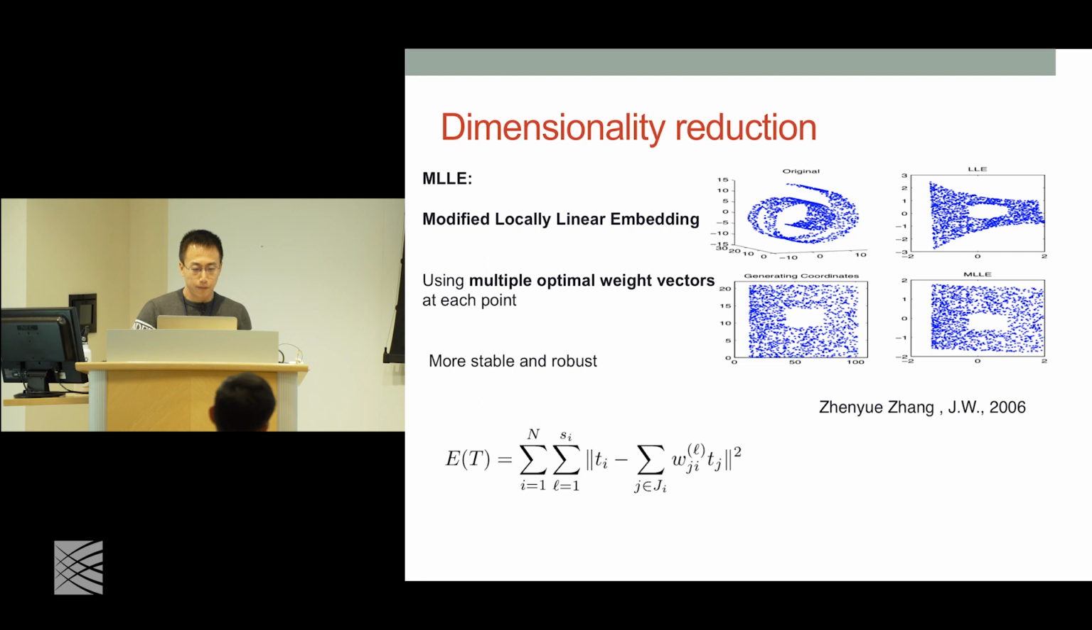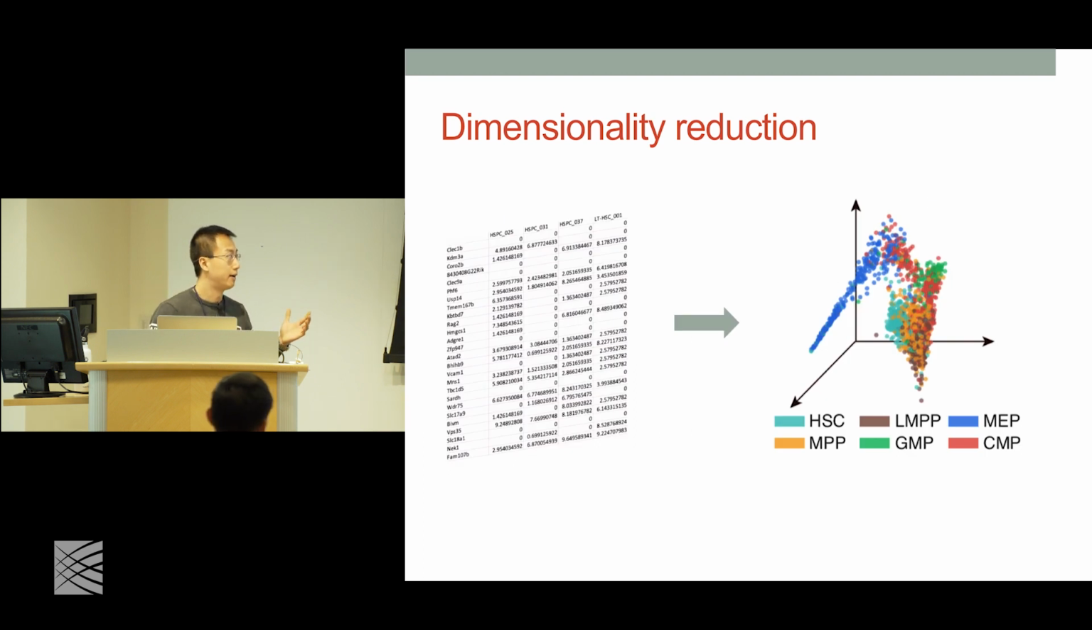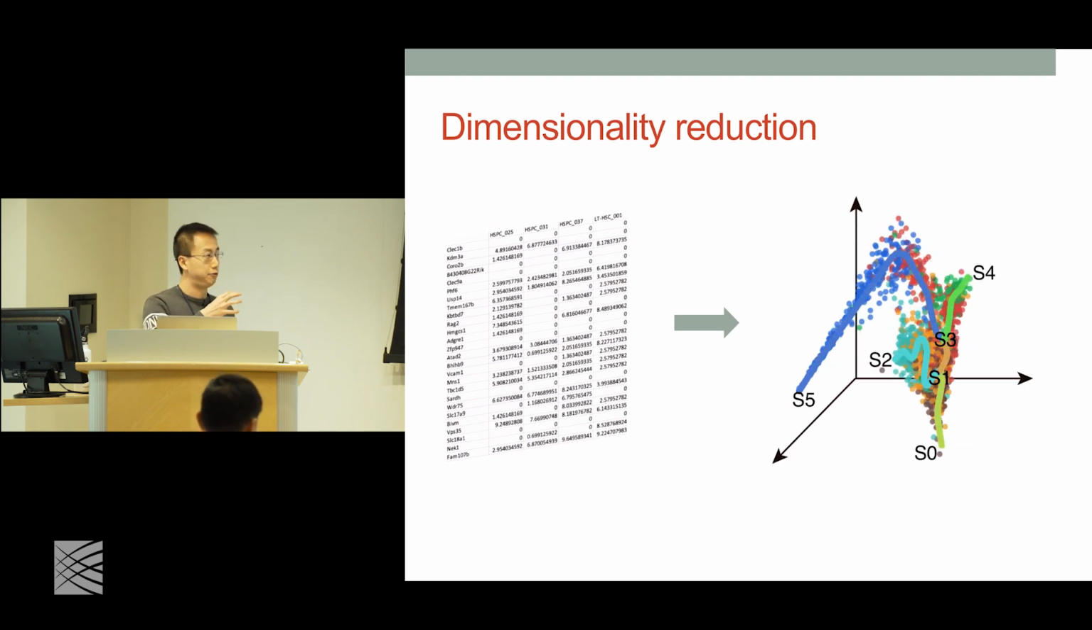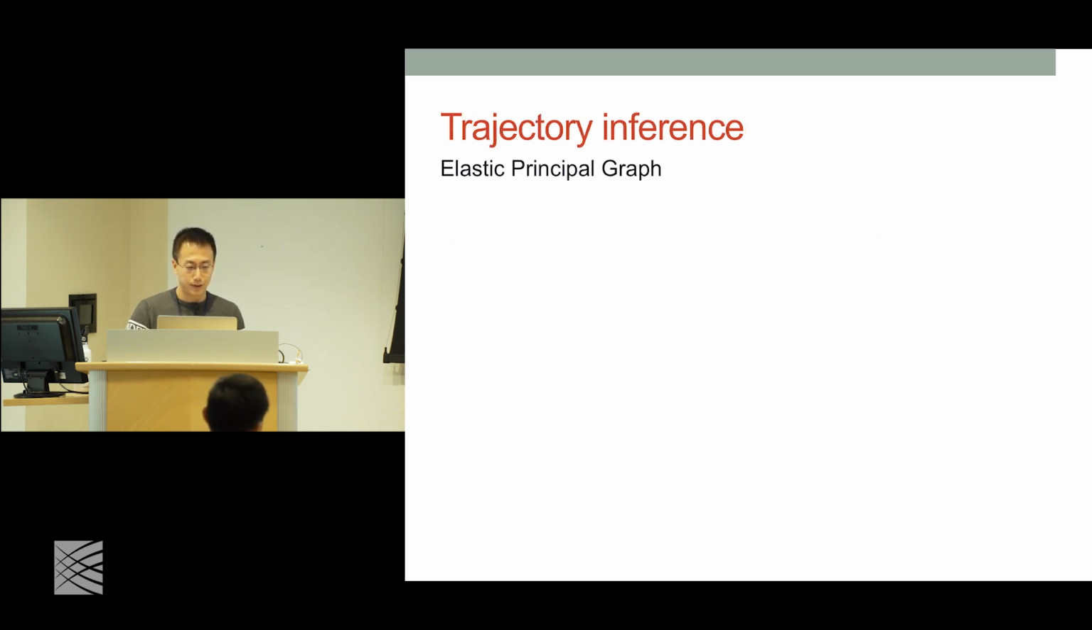And so after the dimension reduction step, we can convert a big data matrix to, as you can see here, the cells in the 3D space. We can already see some very continuous structure, but how can we extract the structure here? Eventually we want to use a set of curves, which is called a principal graph, to capture the underlying structure. In STREAM, we are using the elastic principal graph.